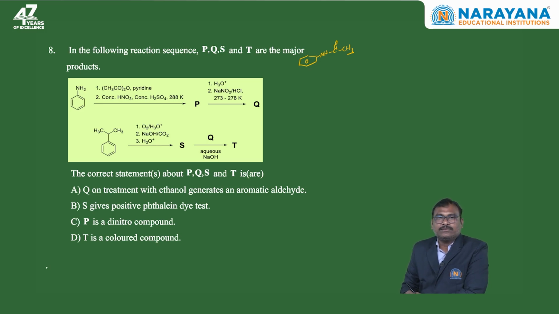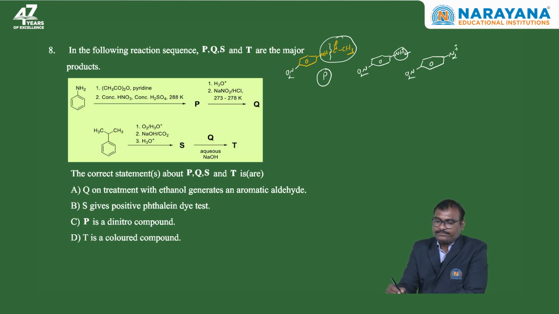Followed by conc. HNO3 and H2SO4, because it is a moderately activating group which directs the nitro group to the para position. That is nothing but P. Followed by hydrolysis, due to that it becomes NH2 and NO2. Followed by NaNO2 and HCl, that is a diazotization mixture, which makes the compound para-nitro-diazonium salt, which is Q. Let us go for the next one.